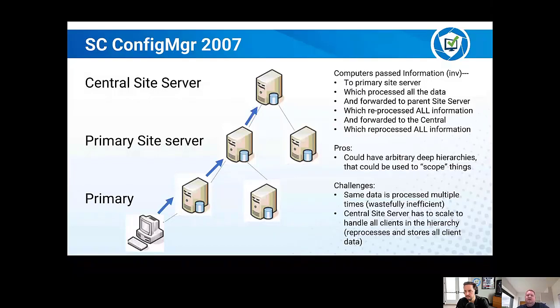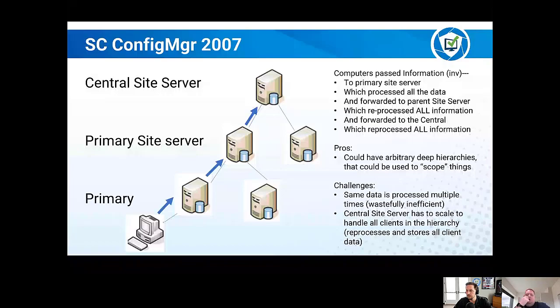The pros, you could have all kinds of depth in your hierarchies, and you could use these to map different things like business scopes or big business segregations or geographic segregations. But the challenge is the same data is processed multiple times, so it was super wasteful. And even worse, the central site server had to scale to handle all clients, because it processed all data from all clients, no matter what happened below it. And for bigger customers, we finally hit a kind of Moore's law, laws of physics scale limit, where you just can't buy enough hardware anymore to handle the bigger customers.